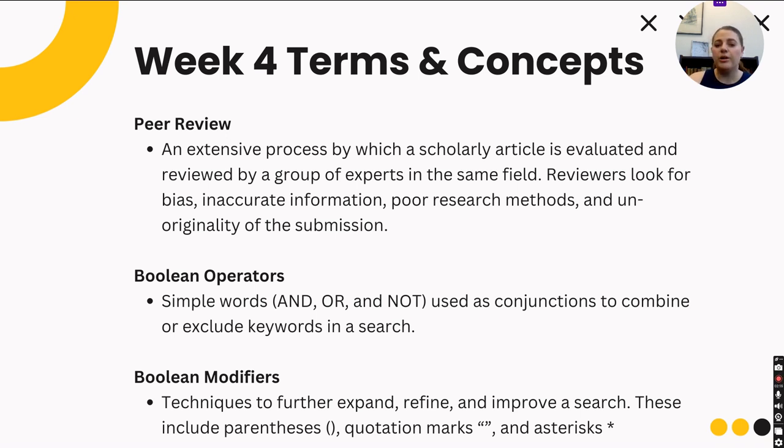Boolean operators are the simple words AND, OR, and NOT used as conjunctions to combine or exclude keywords in a search. A thing to note about these is that the AND, OR, and NOT need to be capitalized in all caps when you are using them within your keywords to search. Now, Boolean modifiers are a technique to further expand, refine, and improve a search. These include parentheses, quotation marks, and asterisks. Again, we have those 2 videos as well as the other resources to really help you understand how to use both the operators and the modifiers.